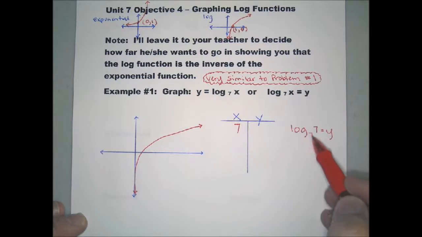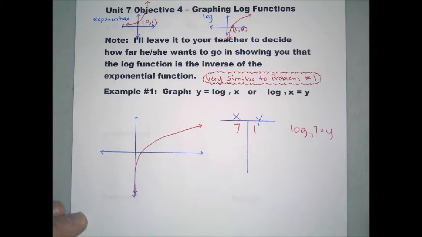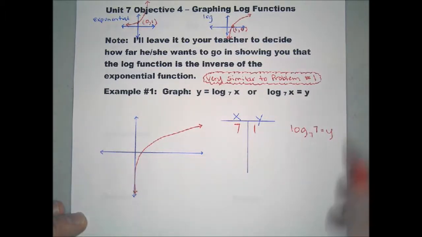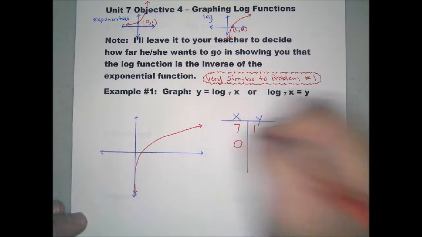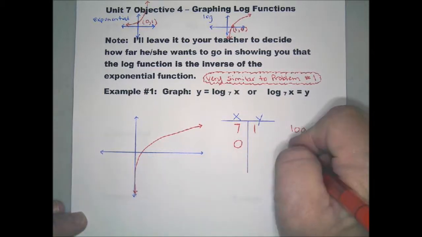Because anytime you're in base 7 and you're trying to achieve the number 7, what power turns the number 7 into the number 7? The answer is 1. Now, you can always go out of log form and into exponential form to get the answer, but the answer is 1. Anytime the base and the number are the same thing, the answer is 1. So, we know that there is a point, x equals 7, y equals 1, that's a very important point on this graph. Now, another very important point would be, what if I tried to make x equals 0?